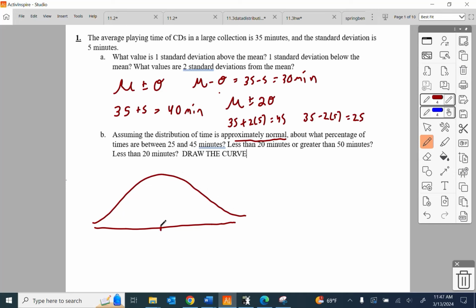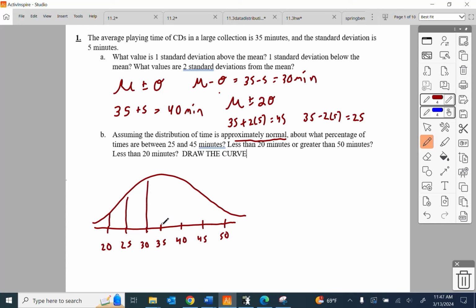Your mean is going to be right smack dab in the middle, and it was 35. If you add 5, you'll be at 40. If you add another 5, you'll be at 45. And if you add 5, you'll be at 50. The bell curve goes out 3 directions either way. And then we think about what these regions of space actually hold.